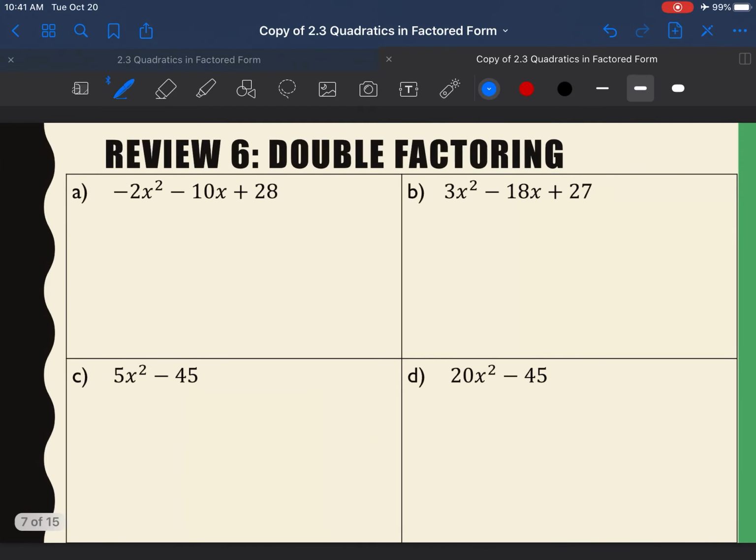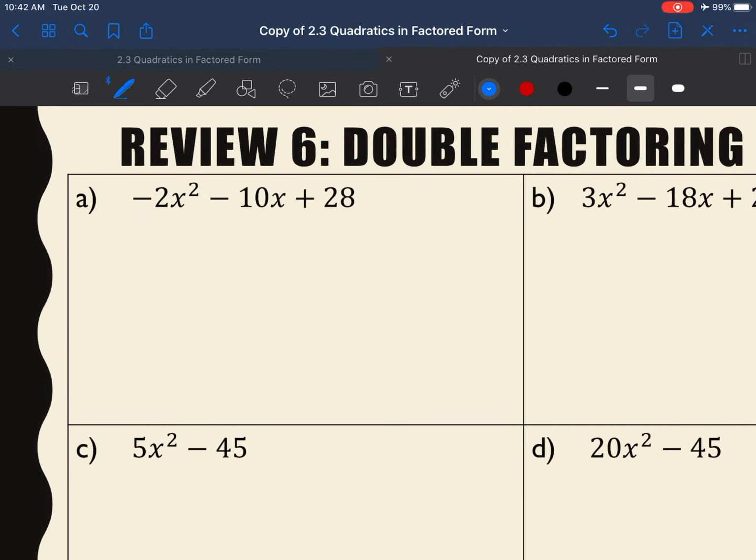So today we're going to finish up the review of factoring with double factoring, basically just problems where you have to factor more than once. So basically a combination of everything. So on the first example, you look for a greatest common factor, and that should always be your first step, is to look for a greatest common factor.